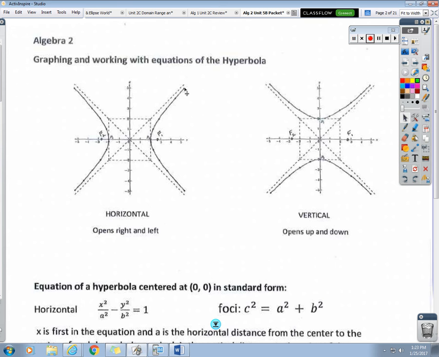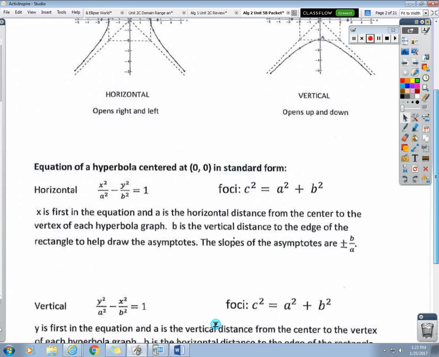Okay, does everybody see how this is opening right and that's opening left? So that's why this hyperbola is a horizontal hyperbola. A vertical hyperbola is like two parabolas, but one opens up and one opens down. So does everybody see the difference between a horizontal and a vertical hyperbola? Okay, well, because there are two different types of hyperbolas, there are two different equations.